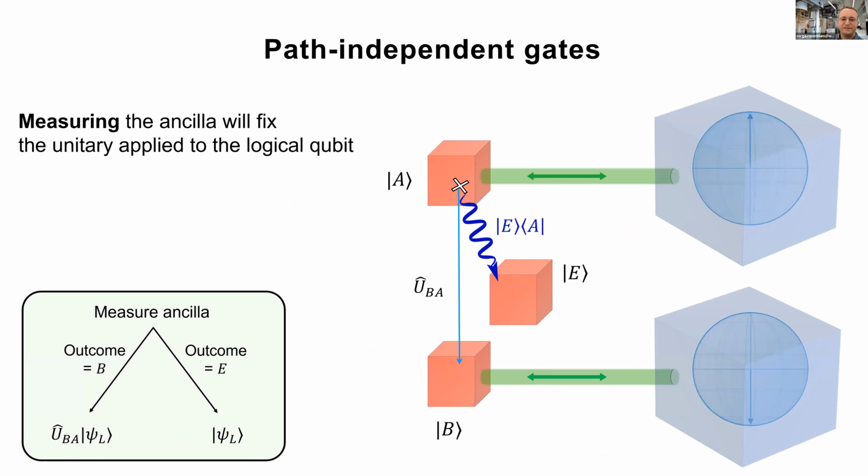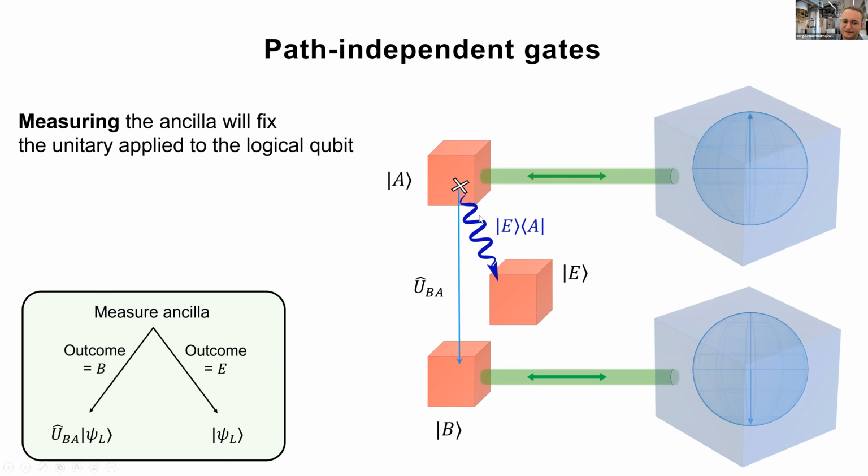So since the ancilla does not carry any logical information, we can just measure it at the end of the gate. And this measurement will tell us unequivocally which unitary was applied. And this turns out to be particularly useful to tackle relaxation errors. So suppose that instead of going from A to B, the relaxation of the ancilla collapses us to some other state E. Now, if we measure the ancilla and we see that it's in E, we can again exactly know what operation was applied to the logical qubits. And in this case, this is just the identity. And we can then reset the ancilla and just try again until we succeed.